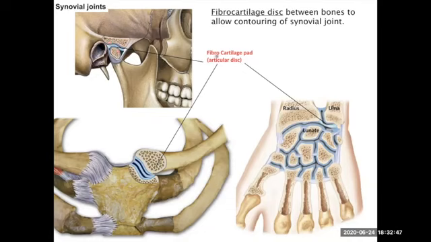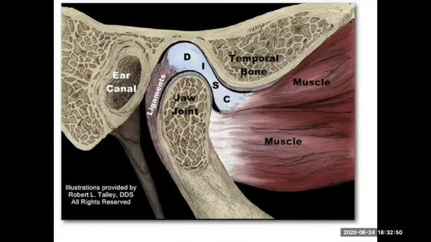All right, so these are fibrocartilage pads. This example right here is your TMJ, your temporomandibular joint. Right, here's your condylar process fitting into your mandibular fossa. And this is the ligament going over from your condylar process, which will go into this articular disc right here.